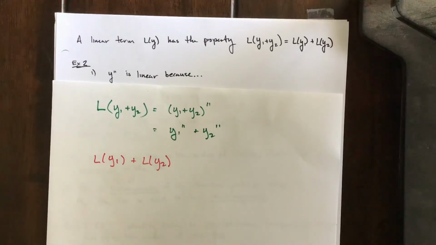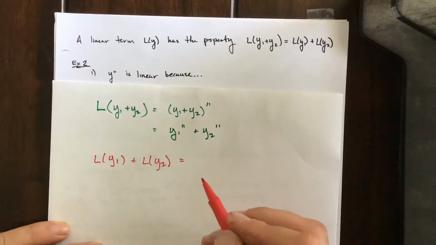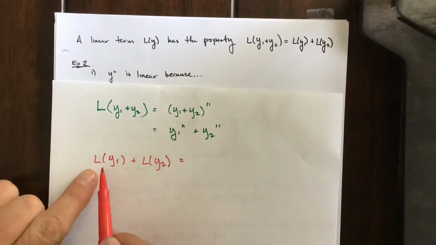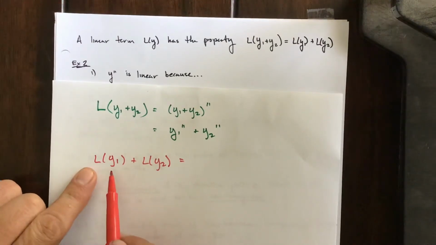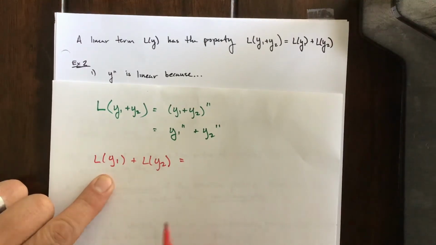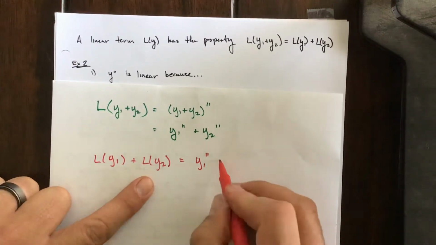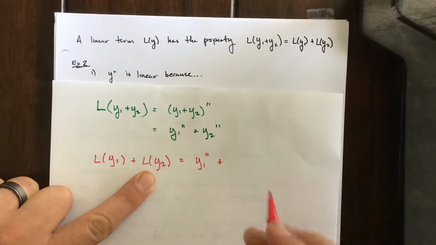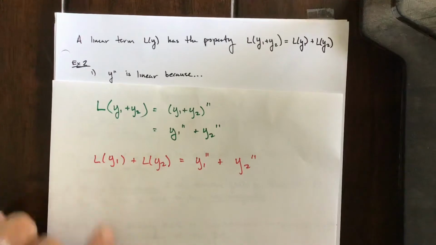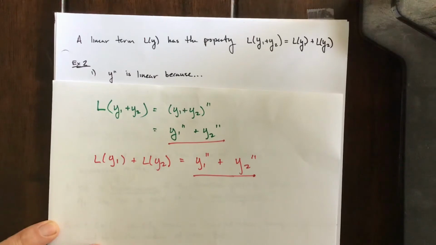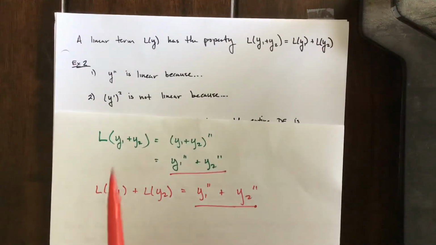So this would mean, make sure it's still in the viewing window, yep. This says plug y1 into the operator L. That means take two derivatives of y1. What do you get? y1 double prime. To that, add two derivatives of y2. What do you get? y2 double prime. The question is, is what's here in red the same as what's here in green? The answer is yes. Since L of the sum is the sum of the L's, this is a linear operator.